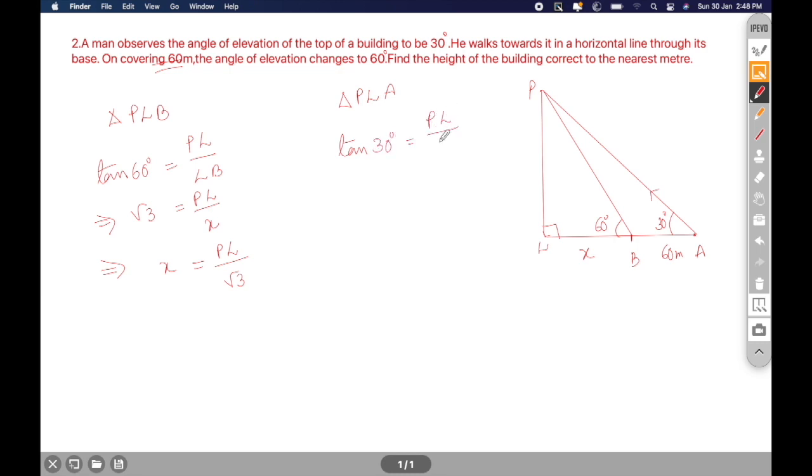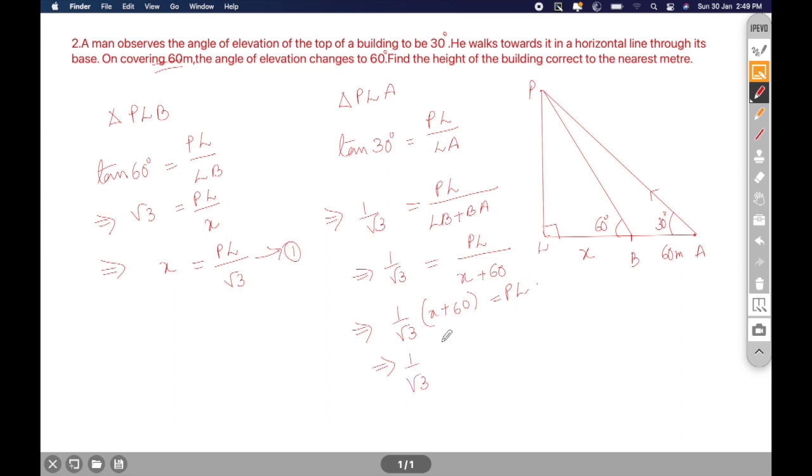In the next right angle triangle, that is triangle PLA, we have tan 30 degree equals to PL by LA. Now LA can be written as LB plus BA. Now LB is of length X meter, BA is of length 60 meter, and tan 30 degree is 1 by root over of 3. So 1 by root over of 3 into X plus 60 equals to PL. The value of X can be substituted from equation 1 here. So this is PL by root over of 3 plus 60 equals to PL.